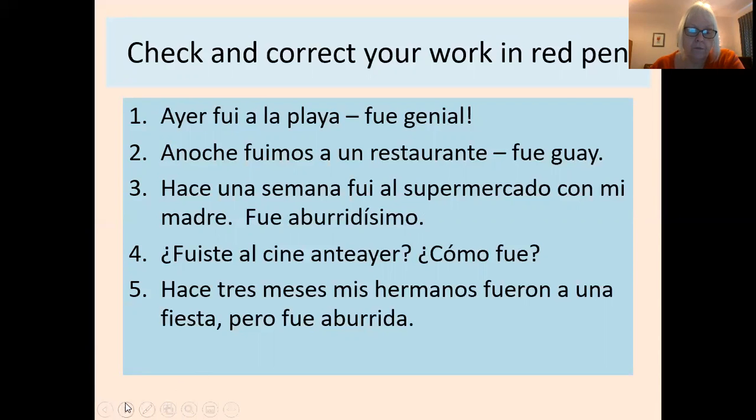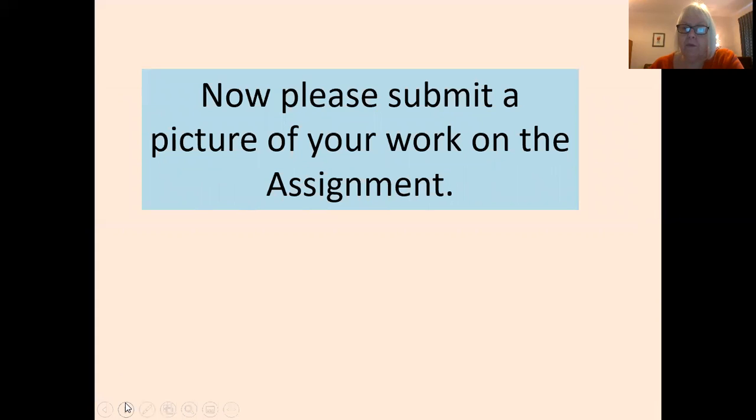Okay, so just as a final thing, please, we would like you to submit a picture of your work on the assignment. Make sure that the pictures are really clear. Please make sure the pictures are up the right way, because it's really difficult trying to read stuff sideways on a screen. So take pictures carefully of your work and submit it so that we can see how you've done in the translation sentences and also the matching up of the time phrases.